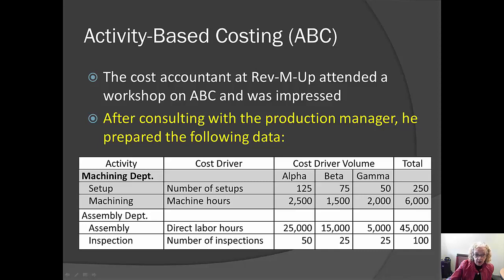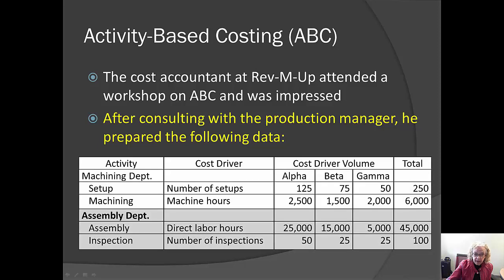In the machining department, the accountant found that there were two major activity pools. One was setup costs, and the other was machining costs. And after consulting with the production manager, the cost accountant decided that number of setups was the appropriate cost driver for setup costs, and machine hours was the appropriate driver for machining costs.